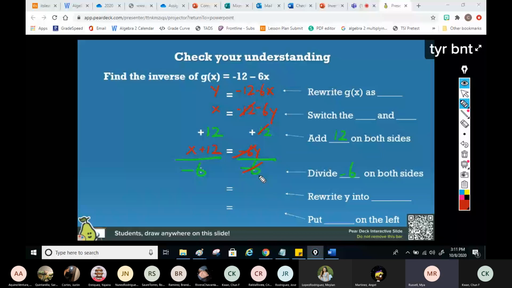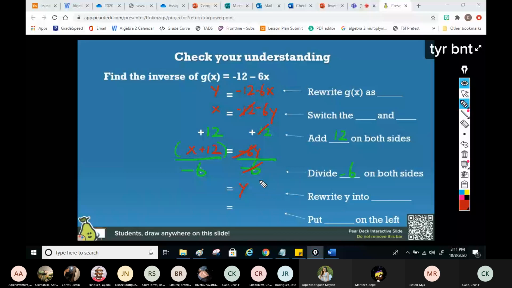Yes, the x plus 12, the whole thing needs to be divided by negative 6. Yes, the whole thing needs to be divided by x plus 12. Yes. Yep. So yeah, that was a good question. And then after that, you'll have just the y right here, because the times negative 6 and divided by negative 6, they cancel out.